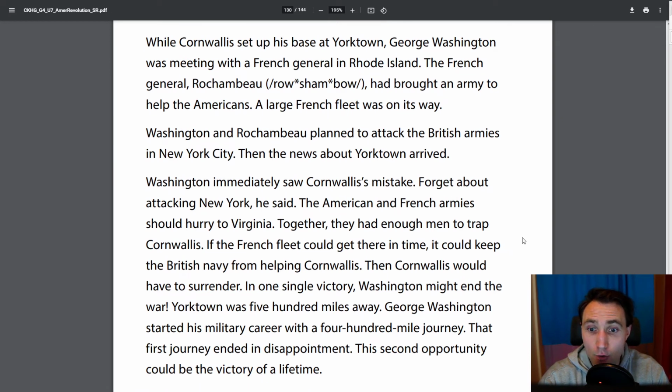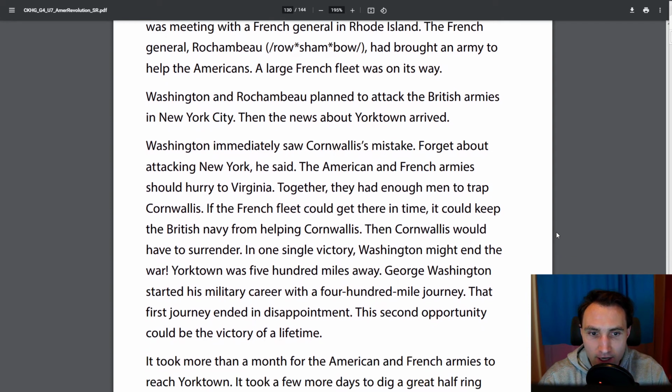"Forget about attacking New York," he said. "The American and French armies should hurry to Virginia." Together they had enough men to trap Cornwallis. If the French fleet could get there in time, it could keep the British Navy from helping Cornwallis. Then Cornwallis would have to surrender. In one single victory, Washington might end the war.